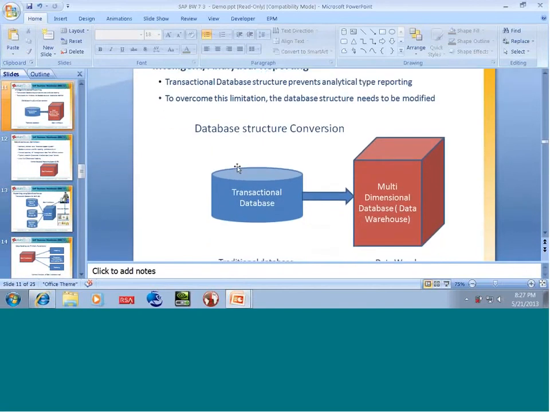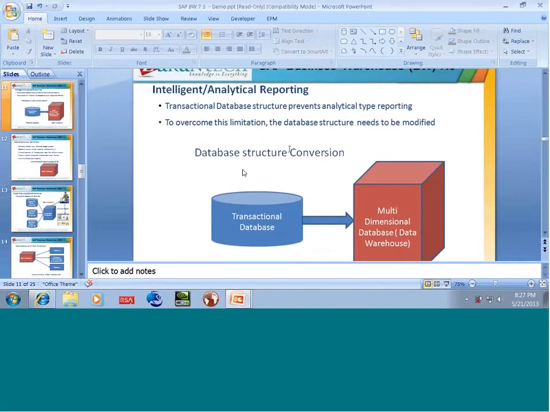So now let's move on. This is what I was talking about. In order to overcome this limitation of a traditional database, in the early 1980s we came up with a new concept called multidimensional databases, or data warehousing. The biggest difference between the traditional database and the multidimensional one is the structure, the way in which the data is stored is completely different. If you look at the transactional database, it is all transaction level, but here it is stored in a completely different form.